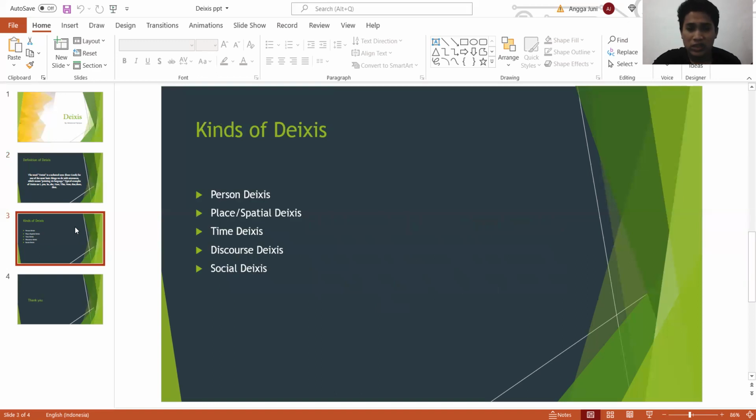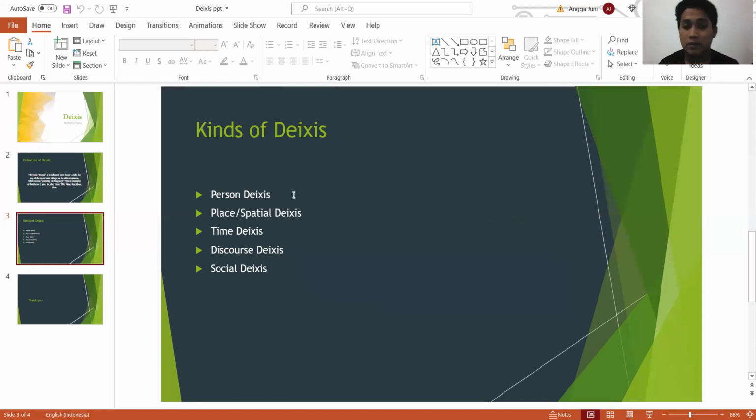We are going on to the kinds of Deixis. The first thing that I learned from the book is that there are three kinds of Deixis, but as time goes on, there are two additional kinds. The first one is discourse Deixis and the other is social Deixis.